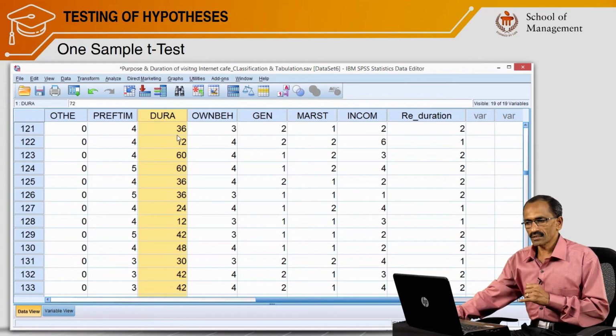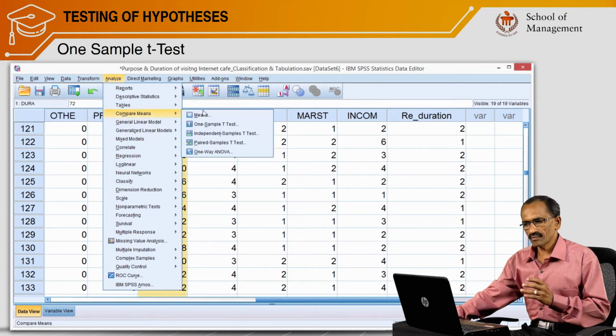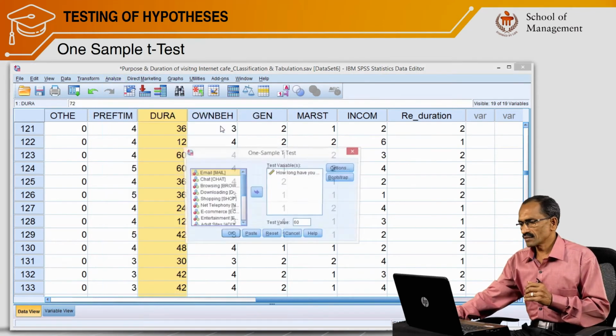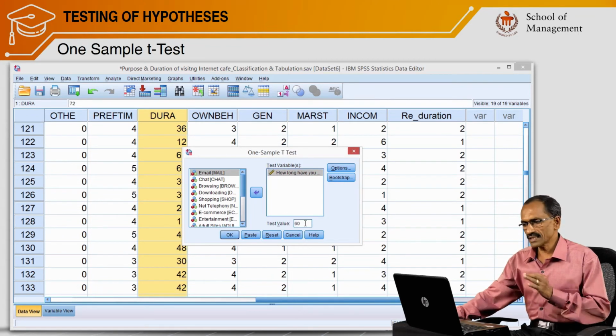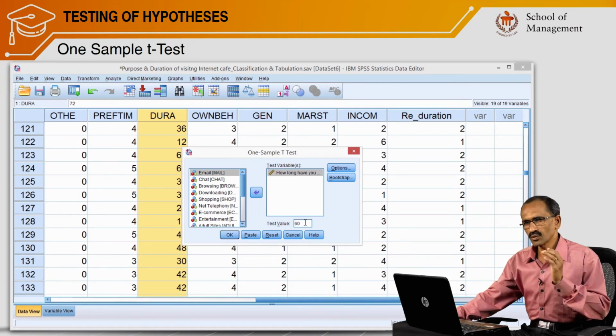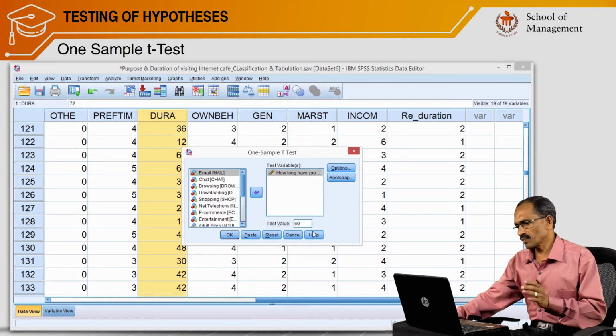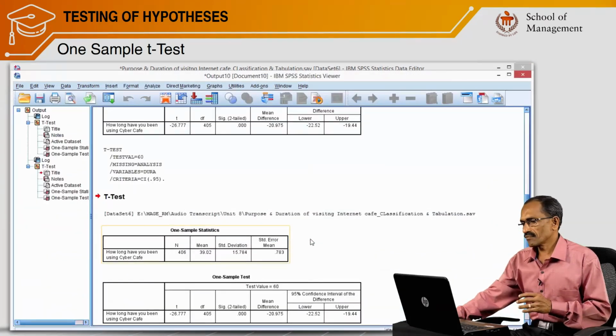So how will you run the t-test? Locate Analyze from the menu, then Compare Means, One Sample t-test. The variable, how long have we been using this, is already loaded there. And the test value we assume is 60. What does it mean? The test value 60 means the average duration of internet usage by the respondents. So let's see whether the actual mean is equal to or not equal to 60.